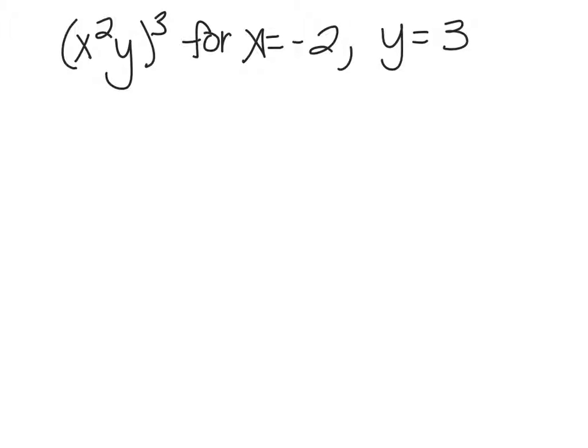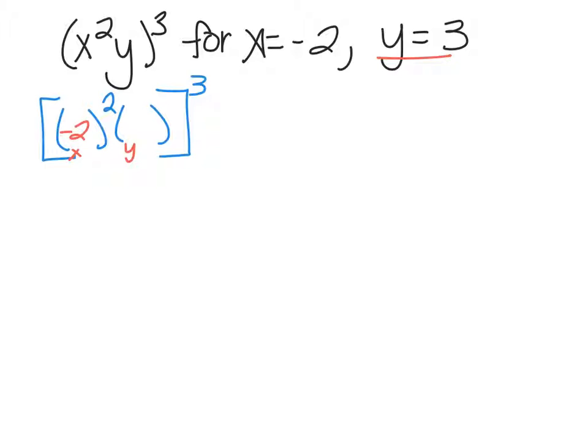So this one, we're going to do the same thing again. I'm going to make this bracket so you can see that a little bit better, but I have parentheses squared, parentheses, to the third power. This first one was the x. Well, x is negative 2. The second parentheses was the y, and the y value is 3.